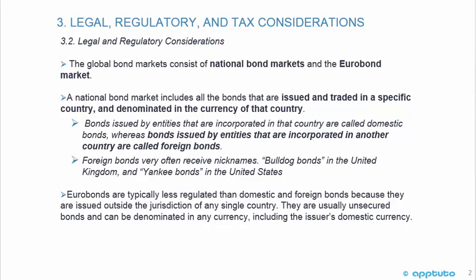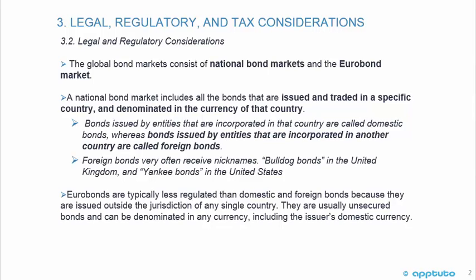A national bond market includes all the bonds that are issued and traded in a specific country and denominated in the currency of that country. Bonds issued by entities that are incorporated in that country are called domestic bonds, whereas bonds issued by entities that are incorporated in another country are called foreign bonds. Foreign bonds very often receive nicknames: Bulldog bonds in the United Kingdom and Yankee bonds in the United States.